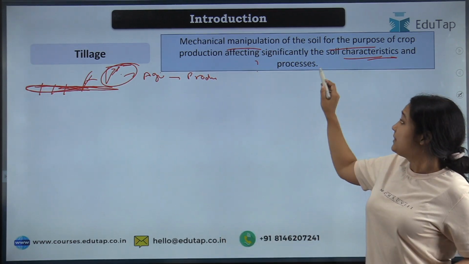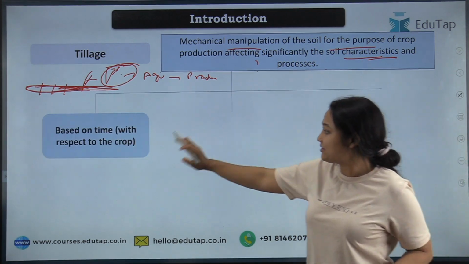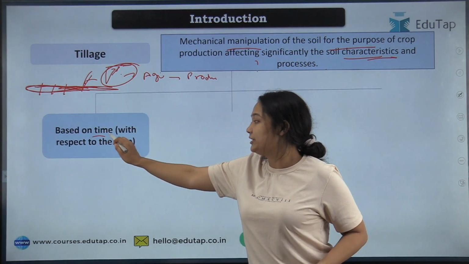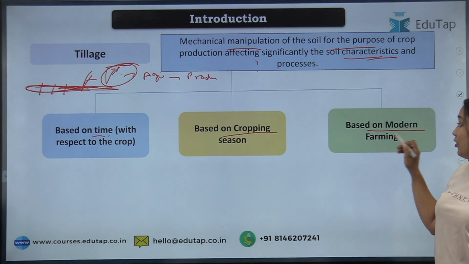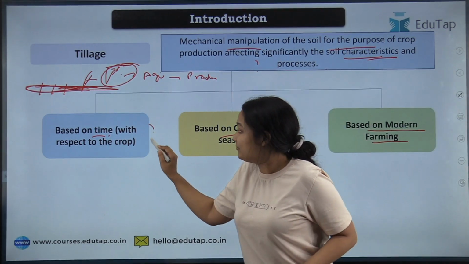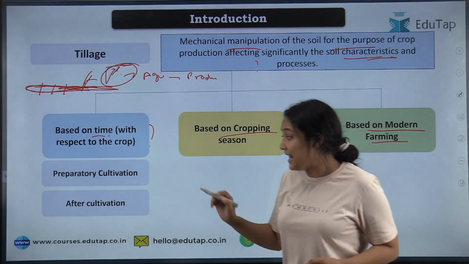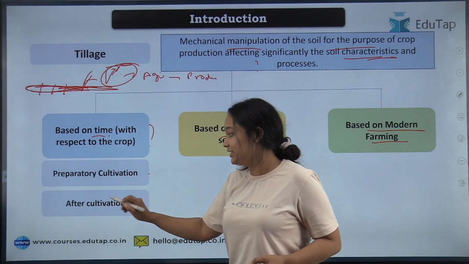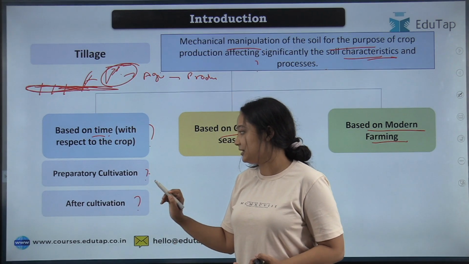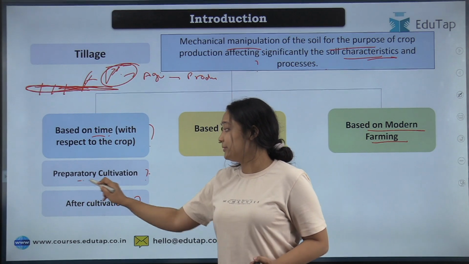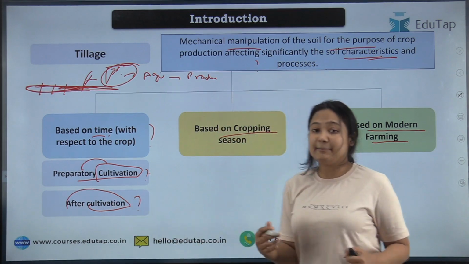Now, tillage can be classified in three ways: on the basis of time, on the basis of cropping season, and on the basis of modern farming methods. Based on time, when we are doing the tillage, is it before cultivation or after cultivation? On that basis there are preparatory cultivation tillage and after cultivation tillage. You can tell by the name: preparatory cultivation happens before cultivation, and after cultivation tillage happens after cultivation.